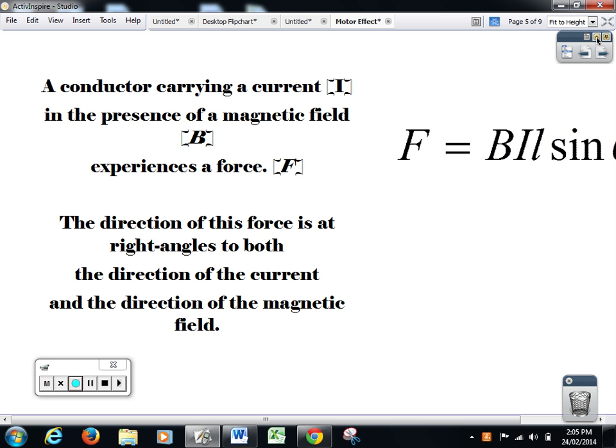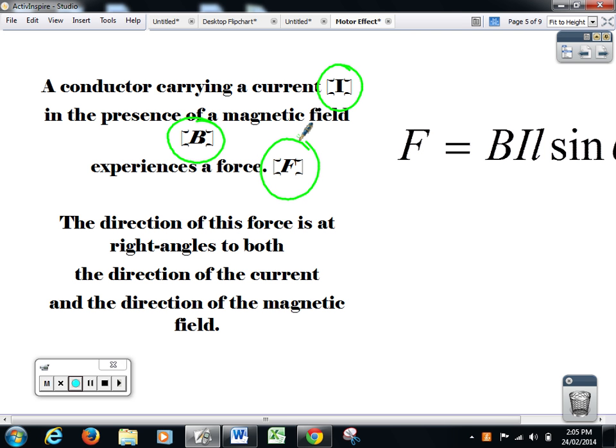A conductor carrying a current, so a current carrying conductor, in the presence of a magnetic field, experiences a force. Is that the motor effect? This is the motor effect, yes. So you can copy that directly into part 3 there, question 3. A current carrying conductor in the presence of a magnetic field experiences a force. So let's make sure that we have the letters. Current carrying conductor is I. In the presence of a magnetic field called B, and we call this force the motor effect. The force on a wire is the motor effect. That's the first part of the definition.